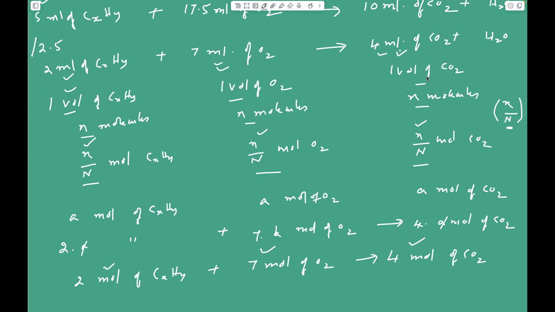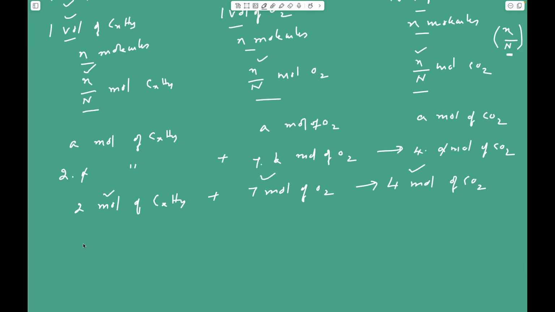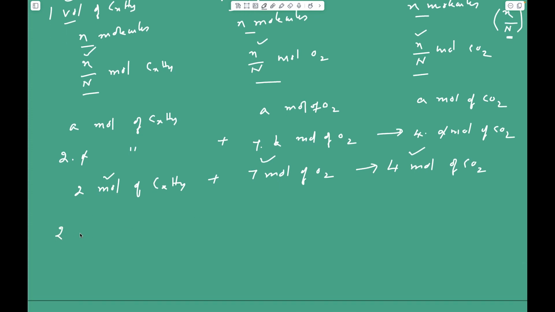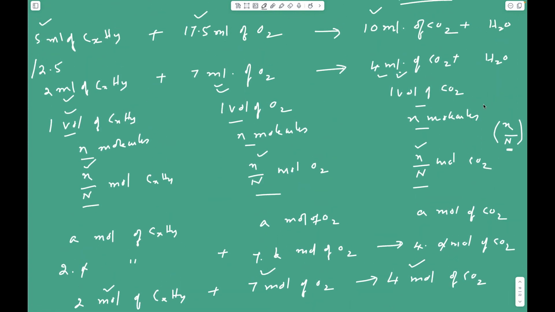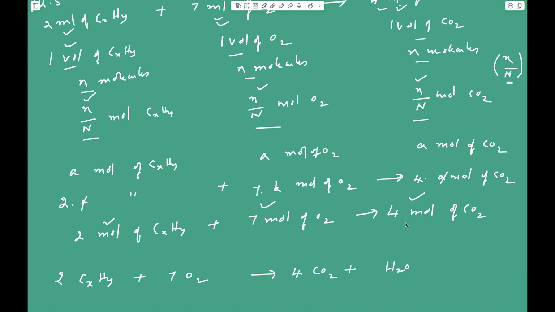That is because of Avogadro's law. Now we can write a balanced equation from these numbers, that is 2 times CxHy, that is 2 moles of this hydrocarbon, and 7 times O2, 7 moles of oxygen, 4 CO2, that is 4 moles of carbon dioxide, and some amount of water. We do not know the volume of the water vapor produced, so obviously we do not know the number of moles of water produced in the reaction, so let us say it is P.